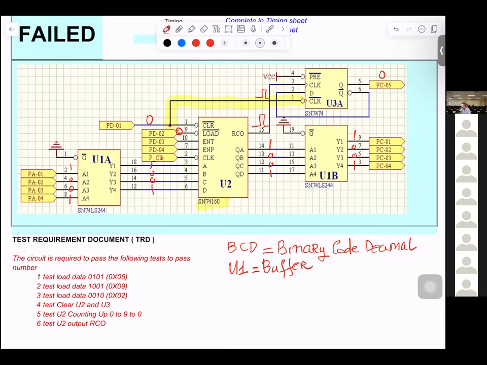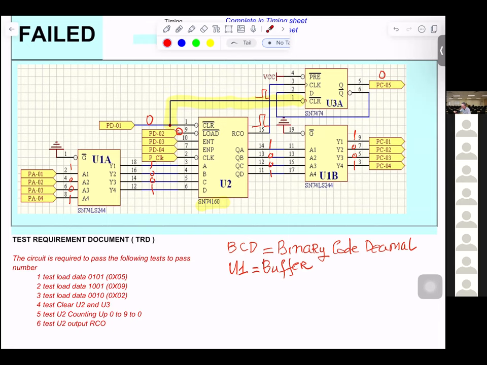So in here, they will tell you the circuit requirements. You must pass the following tests. First, number 1, test load 0101. Test load data number 9, 1001. Test load data 0010.